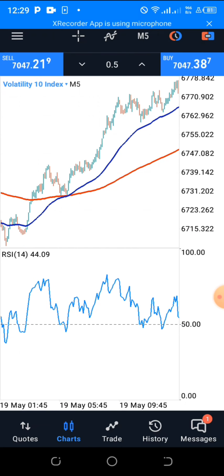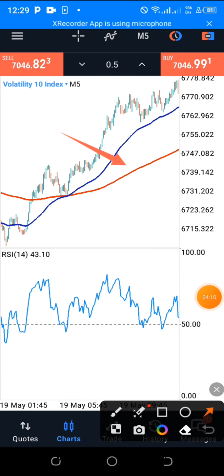The first thing that we need to make sure of is that the candles are above the red line, which is our 200 exponential moving average, indicating that the market is in an uptrend. Once these candles are above the 200 exponential moving average, we are sure that the market is in an uptrend.